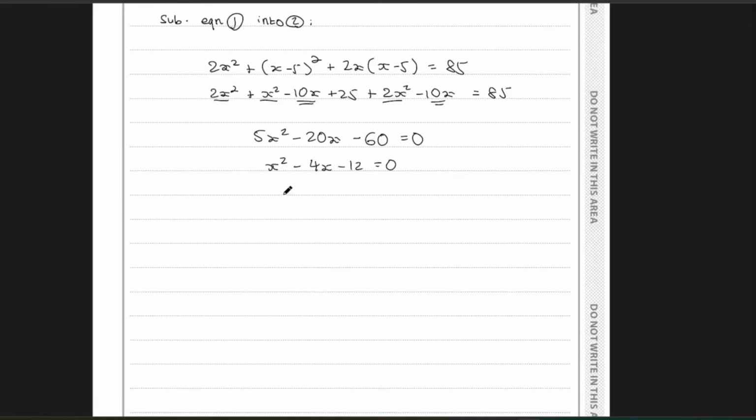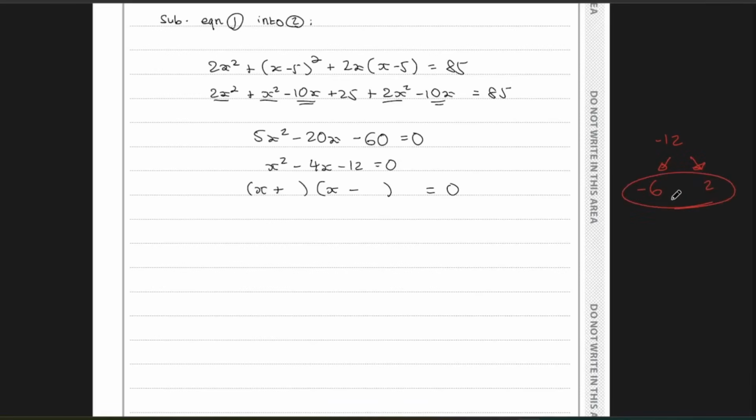And to factorize this, I think we can simply do two brackets. If this is x squared, the first terms of the brackets are going to be x. And then the signs, because we have minus minus here, one bracket will be plus, the other bracket will be minus. Factors of minus 12 that add to become minus 4 would be minus 6 and plus 2.